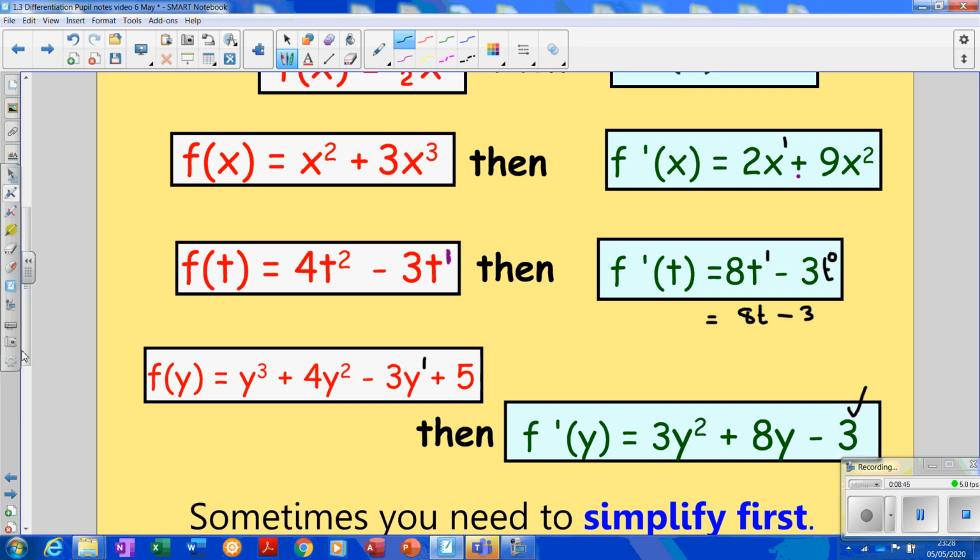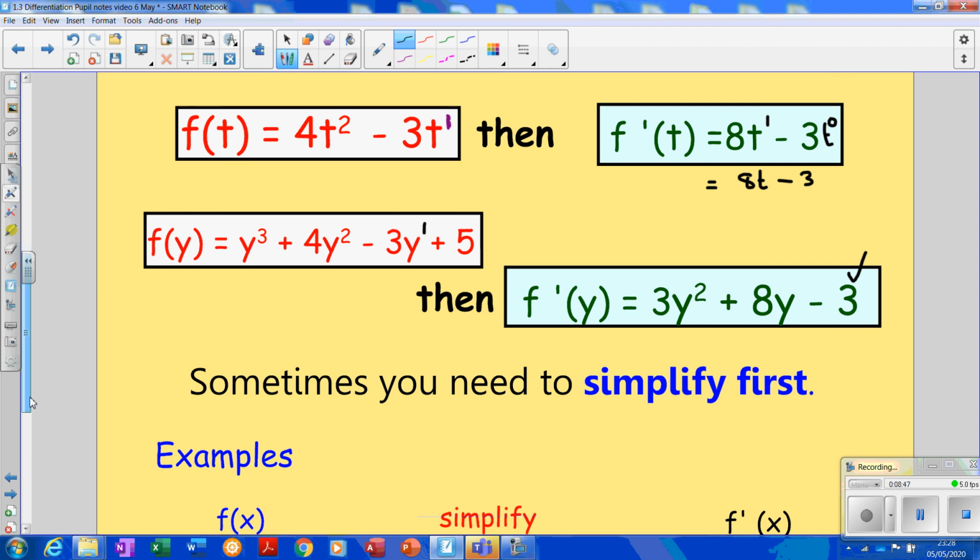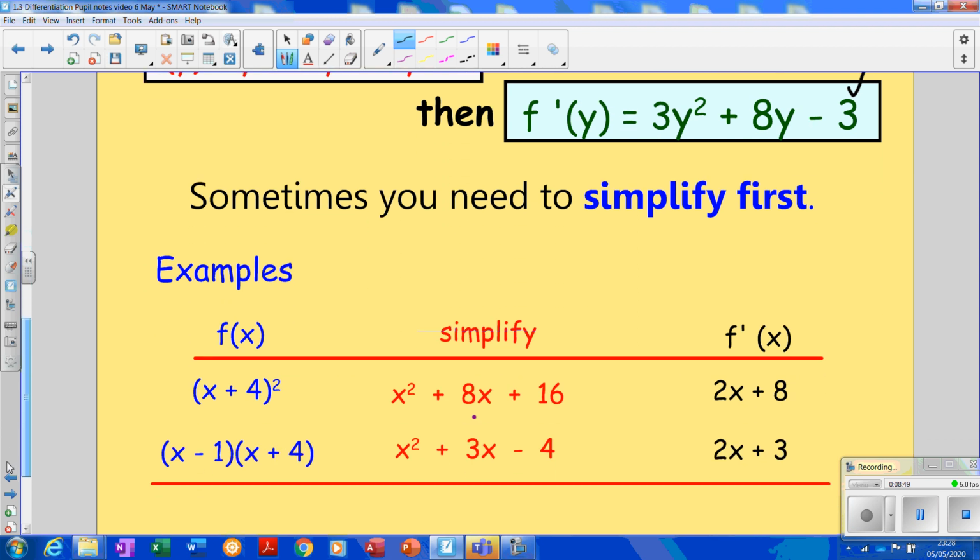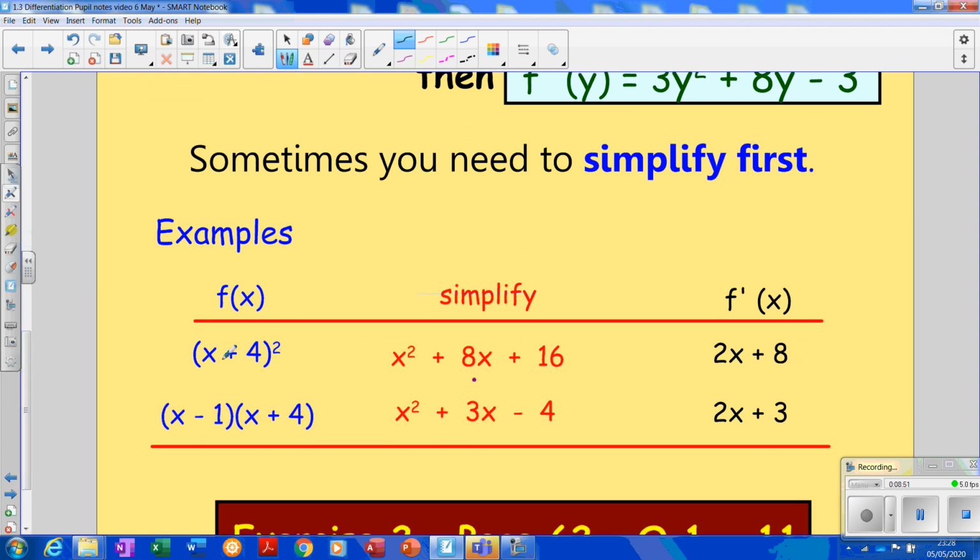Now, sometimes you need to simplify first. Okay, so there's some examples there. If you're asked to take the derivative of something like x plus 4 all squared, you've got to multiply it out first. So when you multiply it out, you get x squared plus 8x plus 16. And then the derivative, f dash x, multiplied by the power, is 2x to the power of 1, which is 2x, plus 8x just becomes 8, and 16 disappears, so it becomes 2x plus 8.